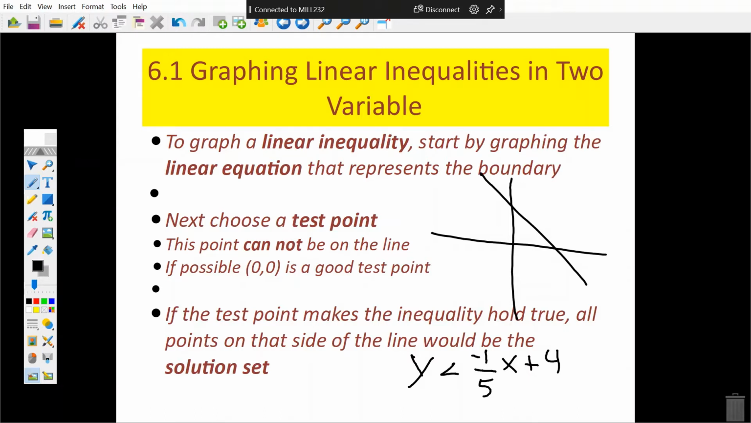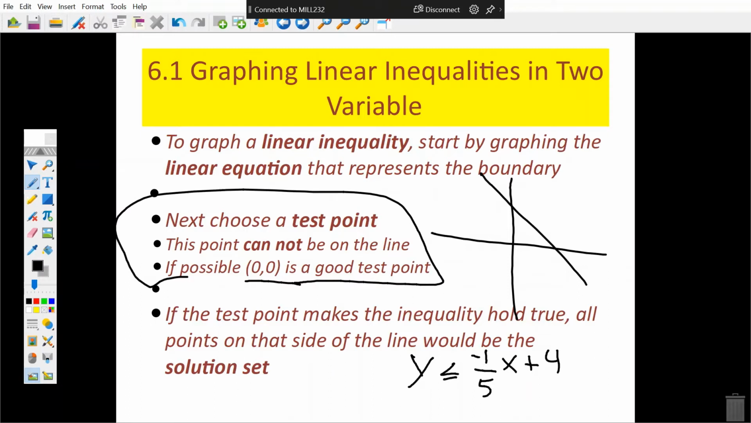Y is less than or equal to negative 1 over 5 x plus 4. And let's say this was our graph. I don't know if this is our graph exactly, but we'll pretend it is. If we had to put a test point in here to see whether below the line or above the line was the solution set, 0 and 0 is the easiest number to use because that's right here.